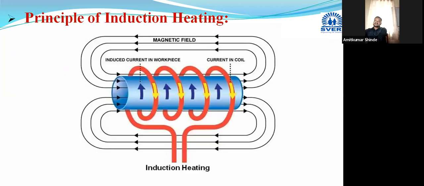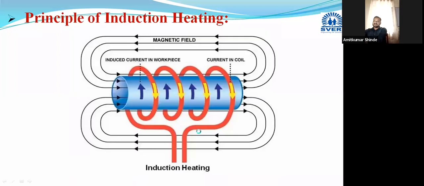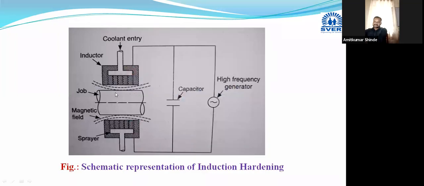Okay, we have completed this part. I will repeat this again, if you are getting confused. This is your job. It is surrounded with the inductor coils, and that inductor coil has copper tubes through which coolant is flowing. Okay, this is the inductor. This is the high frequency generator.